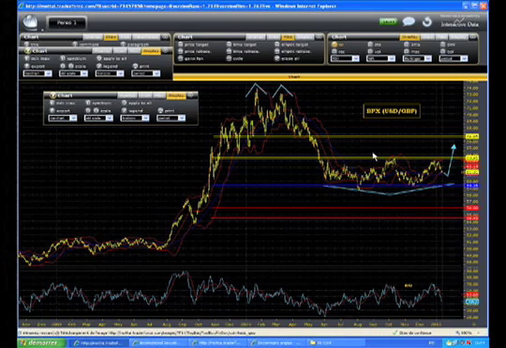So we prefer, for example, a long position on the US dollar against the euro. We are bearish on the euro against the British pound. So we expect that the euro will underperform the British pound. That's why we prefer to buy the US dollar against the euro.